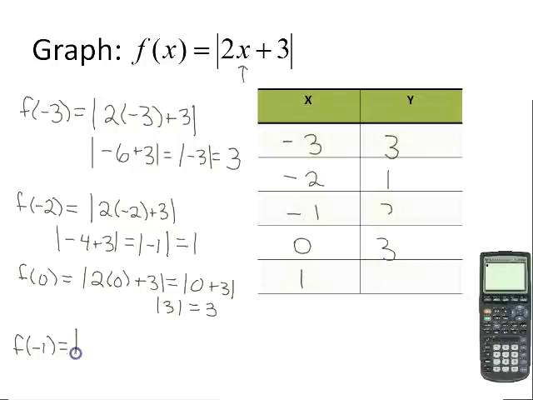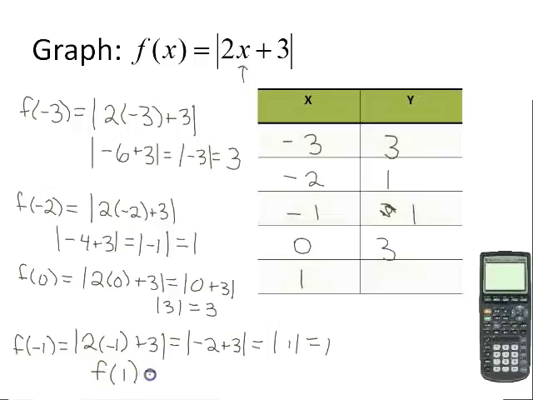Let me now plug in my -1. When I plug in -1, I'll get the absolute value of -1 times 2 plus 3. Doing the work inside the absolute value bars, -1 times 2 is -2 plus 3. So -2 plus 3 is 1, so I have the absolute value of 1, which is 1. So this has a y coordinate of 1. I'm sorry I did that out of order, but it doesn't matter as long as you get enough points.